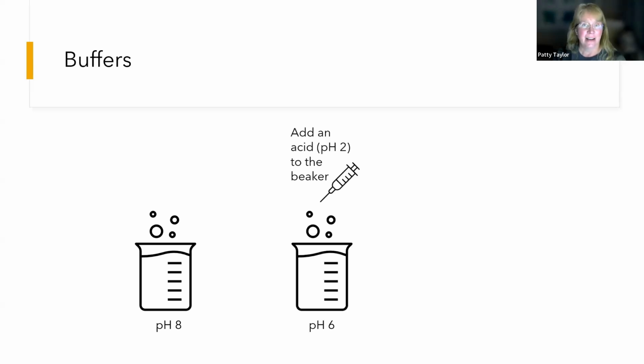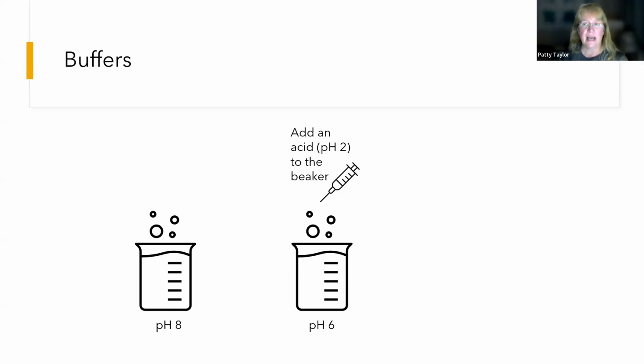So let's add an acid. Let's say we've got a pipette, a syringe, whatever. We're going to add some fluid that contains pH 2 to our solution. That dropped our pH to 6. Well, our goal was to stay close to 8. So this definitely had an impact on pulling our pH down. So how can we maintain pH closer to 8?